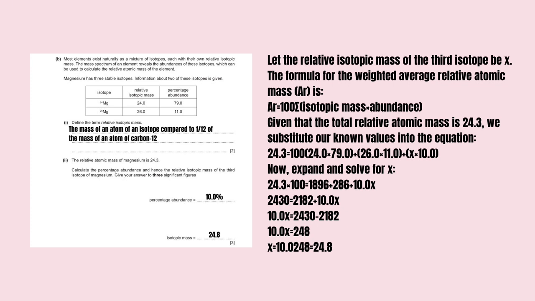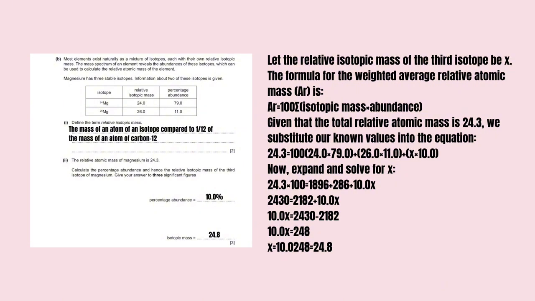We use the relative atomic mass formula: 24.3 equals (24 times 79 plus 26 times 11 plus X times 10) over 100. So multiplying by 100 simplifies the equation to 2430 equals 1896 plus 286 plus 10x.